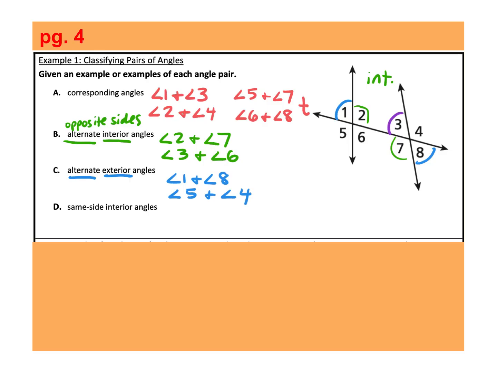And next we have same side interior. For that, we need to be interior, so inside the lines, and same side. So that would be like 2 and 3. They're both above the transversal and they're in between the two lines. They are same side interior. The other pair of same side interior angles are angle 6 and angle 7.